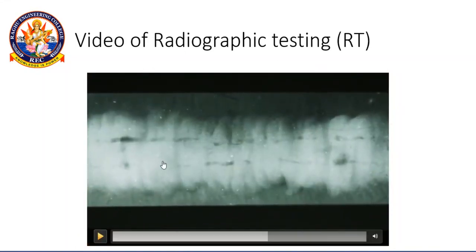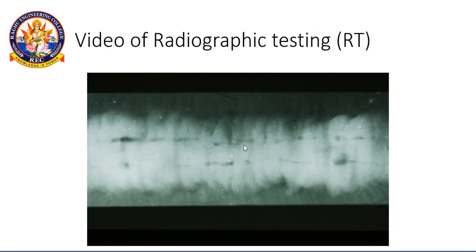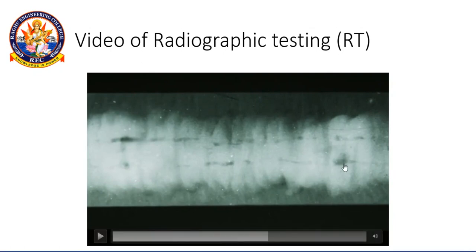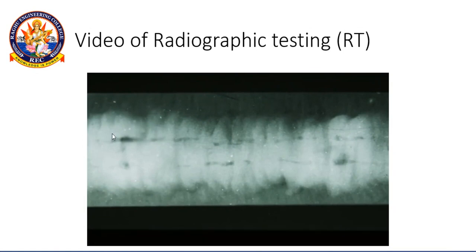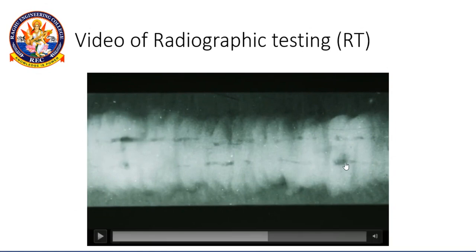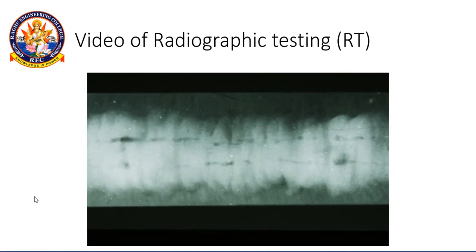See here, so many defects we can observe in this weld area. There are so many cracks, and this is called a blowhole, and pinholes, and some other defective areas we can observe in the weld areas. So through this X-ray we can identify the internal defects in the weld areas. On the surface it may be very good, but in the internal part of this weld there are unfilled areas, some slag inclusions, some porosity, and some cracks that we can also observe through this radiographic testing.